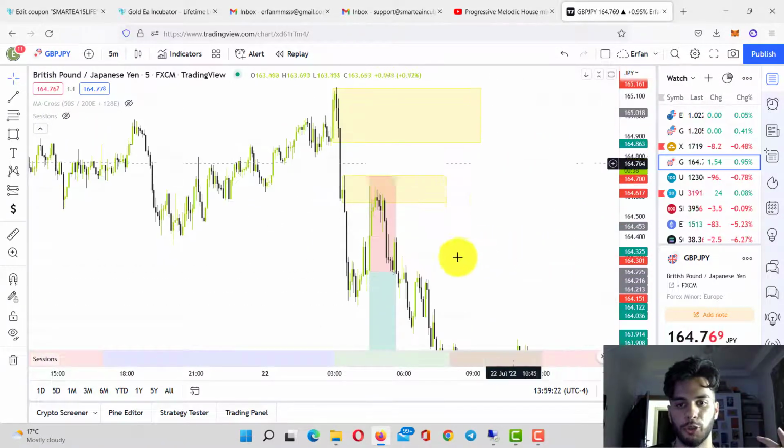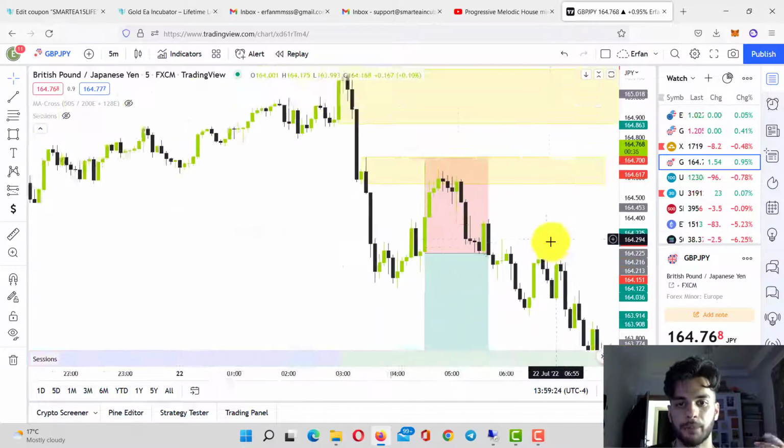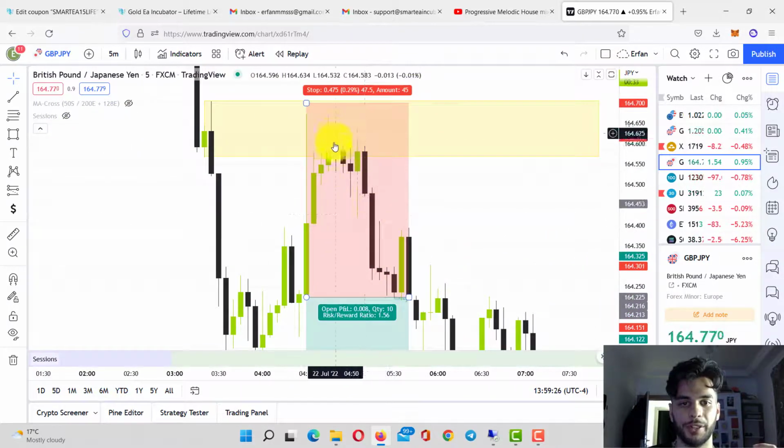But why would I do that when I see that there's a consolidation around this area, and then we have this doji candle, this beautiful doji candle?